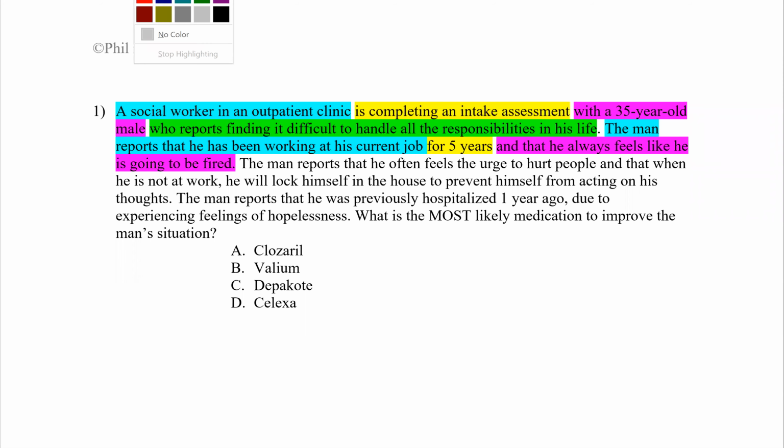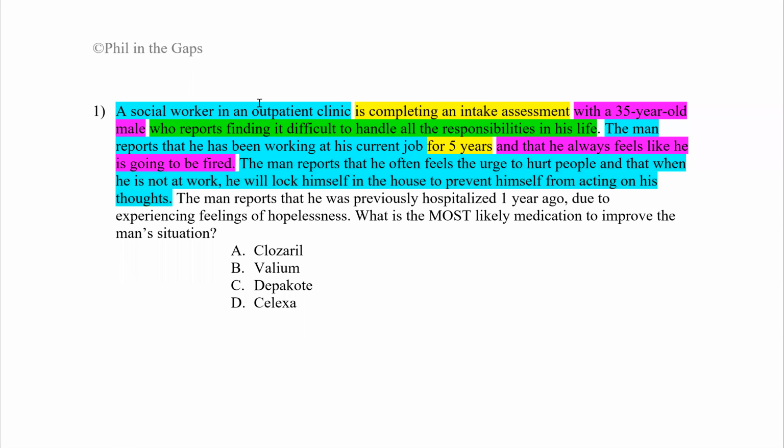So it could be some paranoia at this moment, because there's no evidence that he will be. The man reports that he often feels the urge to hurt people, and when he's not at work will lock himself in the house to prevent himself from acting on it. And the man reports that he was previously hospitalized 1 year ago due to experiencing feelings of hopelessness. Any length of time, hop on top of it because it paints a picture. So 1 year ago, he was in the hospital. What is the most likely medication to improve the man's situation?